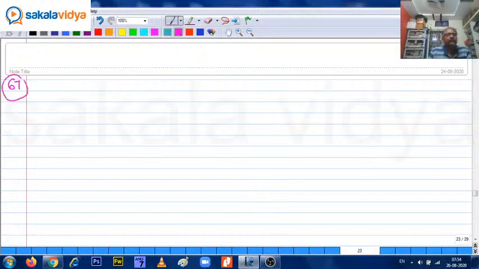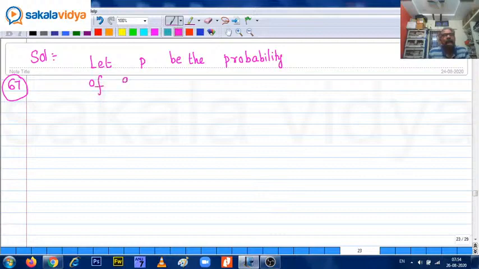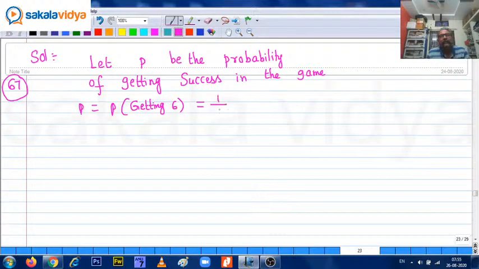Solution. Let P be the probability of getting success in the game. That means P is the probability of getting 6 when a dice is rolled, that is 1 by 6, obviously. Q will be the failure, 1 minus P. 1 minus 1 by 6, that is 5 upon 6.